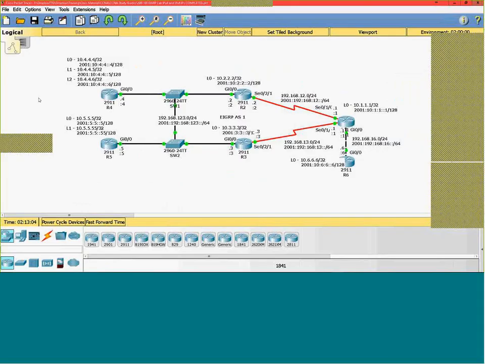So I'm just going to start from the router on the left and move to the right. And what I'd like you guys to do is, as I go into a router, you go into the same router as well. And when I run some verification commands, you will want to run the same verification commands.